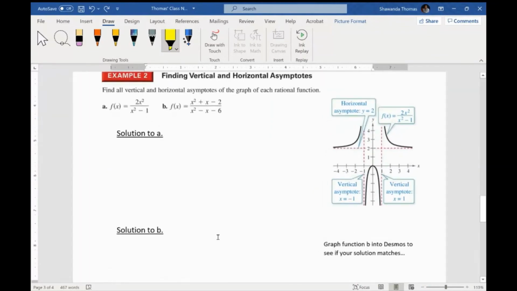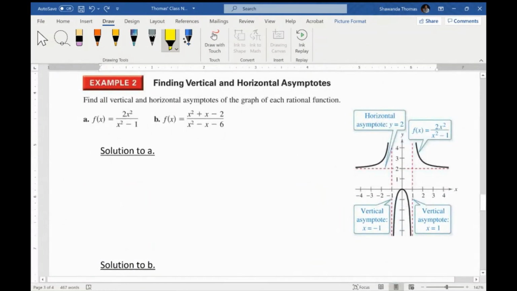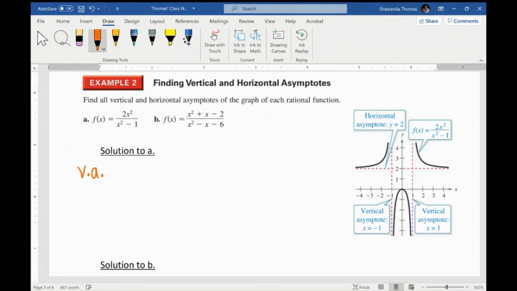Find all vertical and horizontal asymptotes of the graph of each rational function. Let's look at A. How do you find a vertical asymptote? Remind me again. Set the denominator to 0. Yep. Now notice that we don't have any common factors. We have something that's factorable, but it's not going to cancel. So we're going to go straight to setting x squared minus 1 equals 0. What would you do next to solve for x? Plus one on both sides.